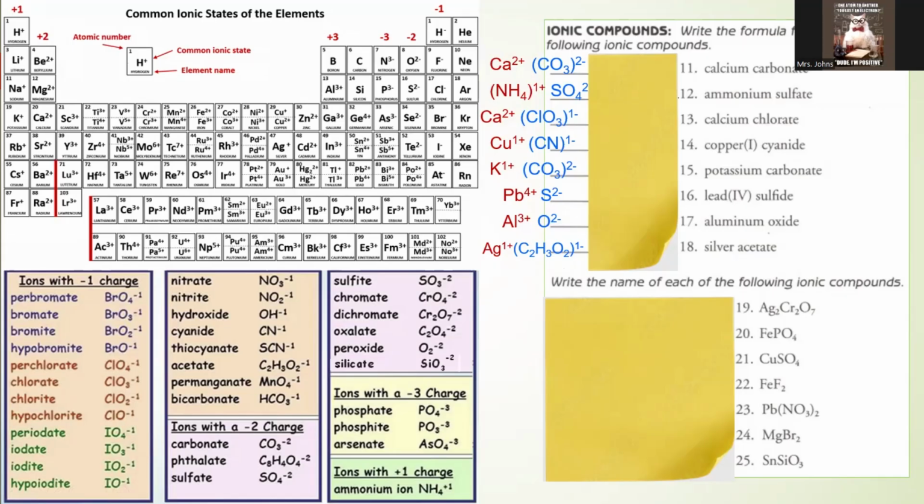of the formula unit. So for number 11, we've got calcium and carbonate. So the carbonate ion has 2 minus and the calcium has 2 plus. So right away, they cancel each other out. So we don't have to have more than one of either one of them.